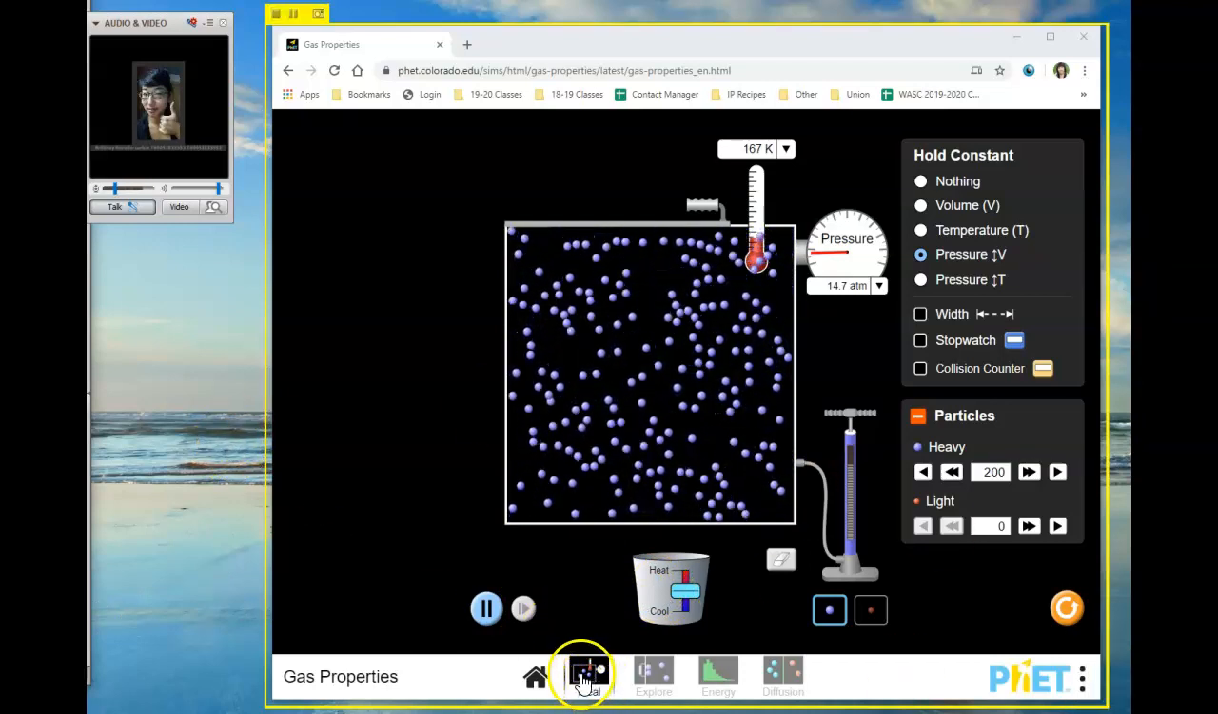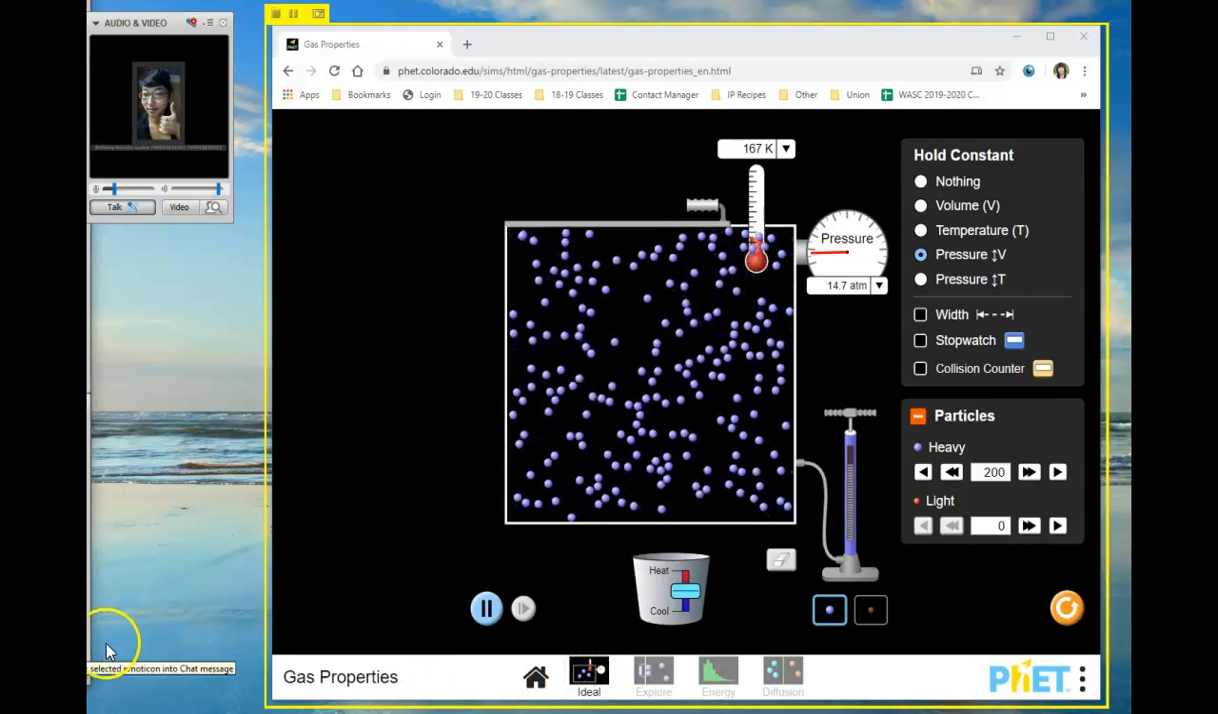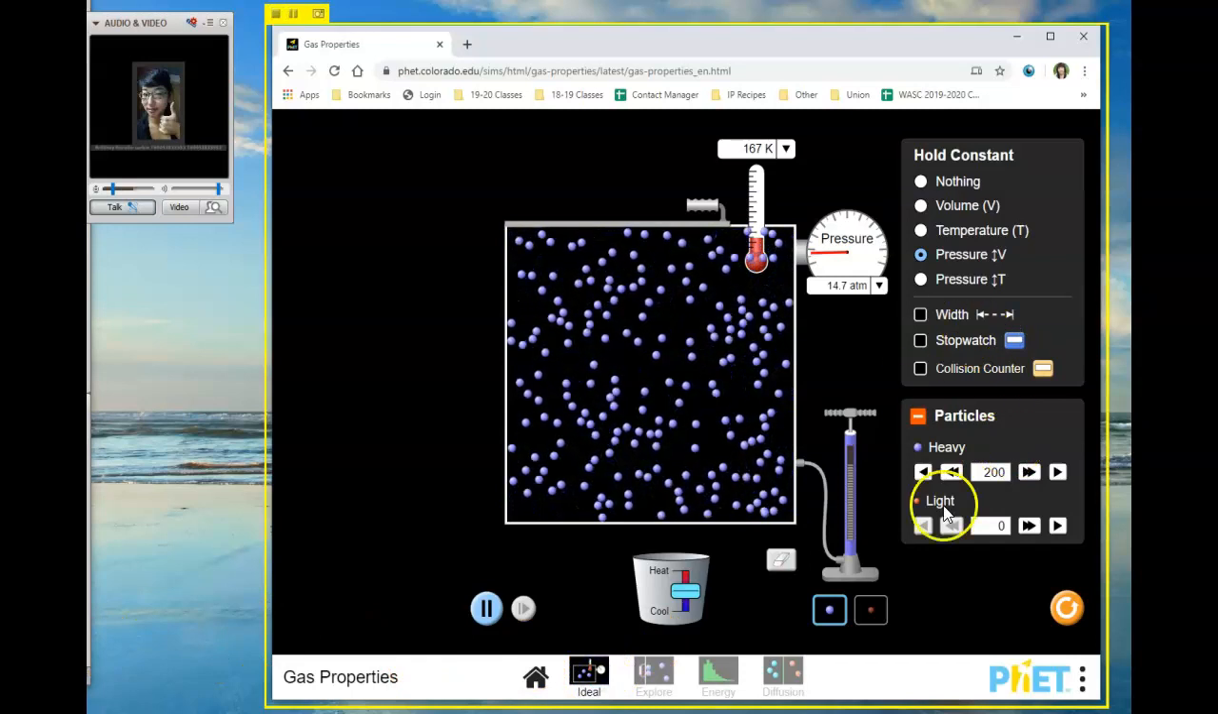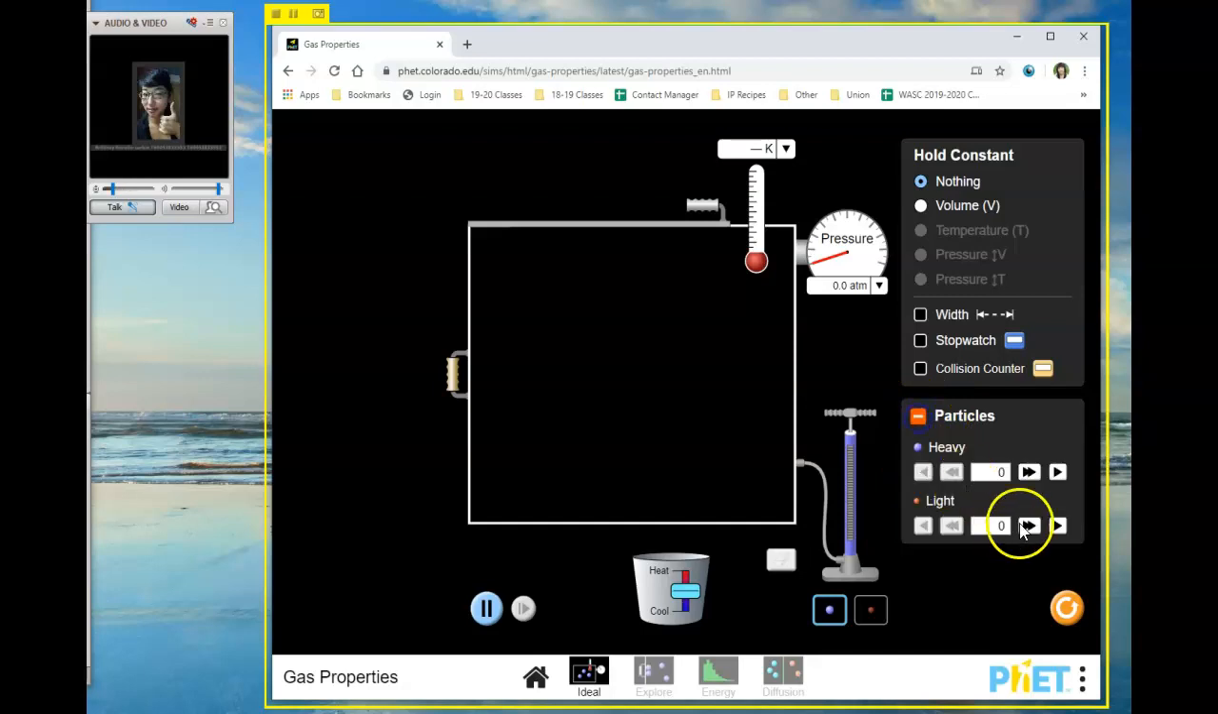Cool. All right. So what I want you to do is, if you are in the link yourself, just go to Ideal. All right. And then you're going to go ahead and open it up so that you can see the particles. So there's a little plus sign. Click on that.